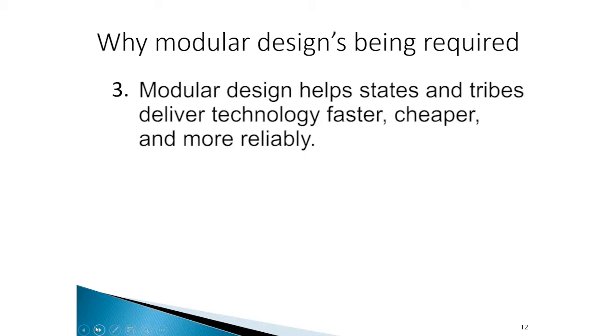We obviously always want to make sure that we're getting the best value for money. So we think that modular design is going to enable us to deliver better technology more cheaply. And the third part is that the intent is that modular design is going to help all of the technology that's used in automated child welfare systems become more reliable. So how do we deliver faster, cheaper, and more reliable software that's involved in the delivery of child welfare?